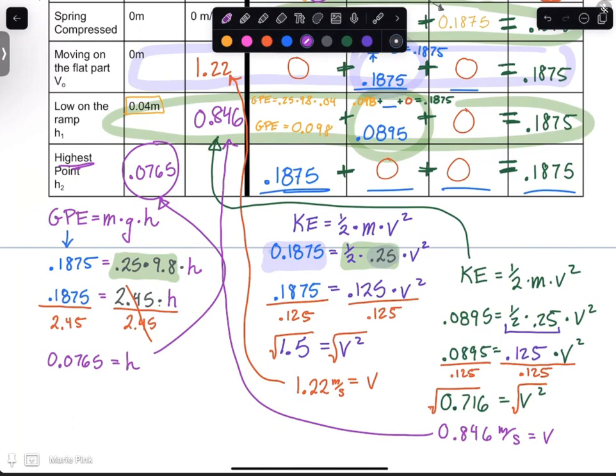And last but not least, we have this very last box right here. But that one's actually pretty easy because your kinetic energy is 0. So if you do not have kinetic energy, that means you are not moving. So then this is 0.